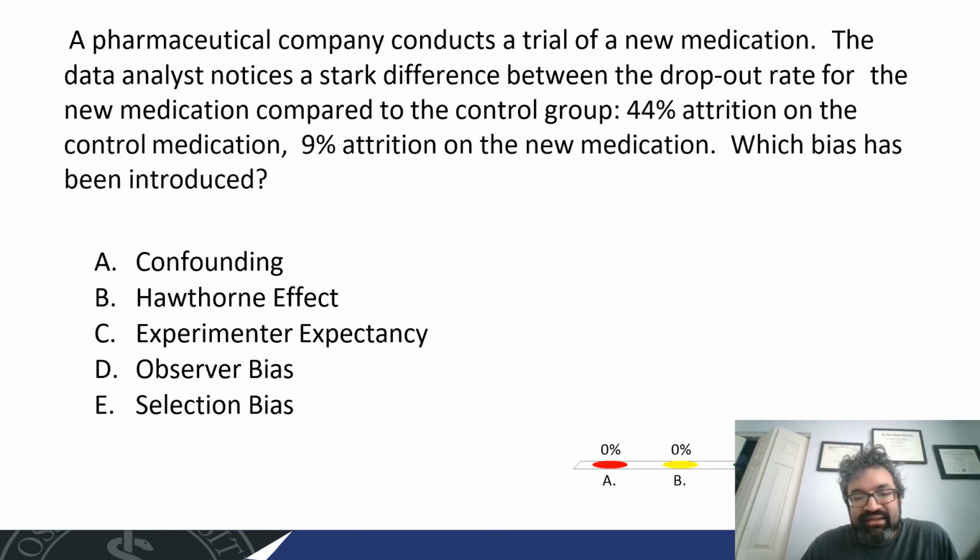So it's not Hawthorne effect where you're influencing when you take a look. It's not experimenter expectancy. It's not observer bias. So that's the only one remaining.